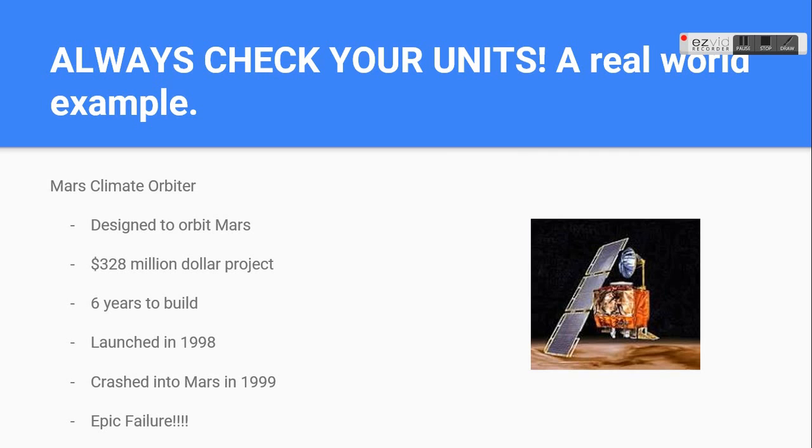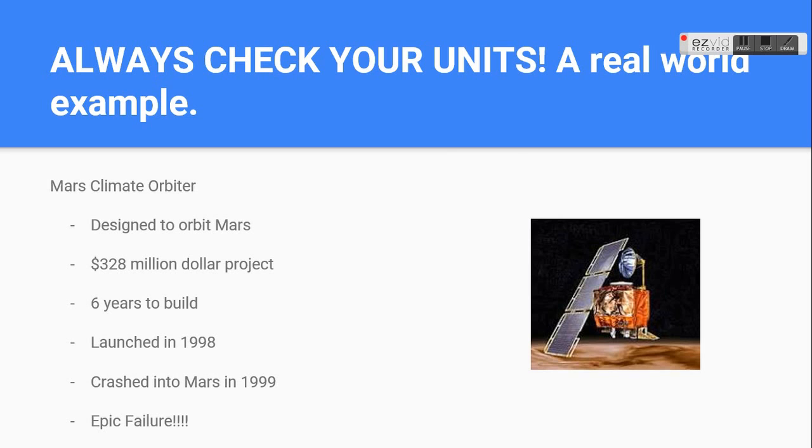So this is like a large sum of money here. It actually took 6 years to design and build this thing. It was launched in 1998 and crashed into Mars in the middle of 1999. This was probably one of the biggest failures that, well, NASA has had, at least in recent memory.